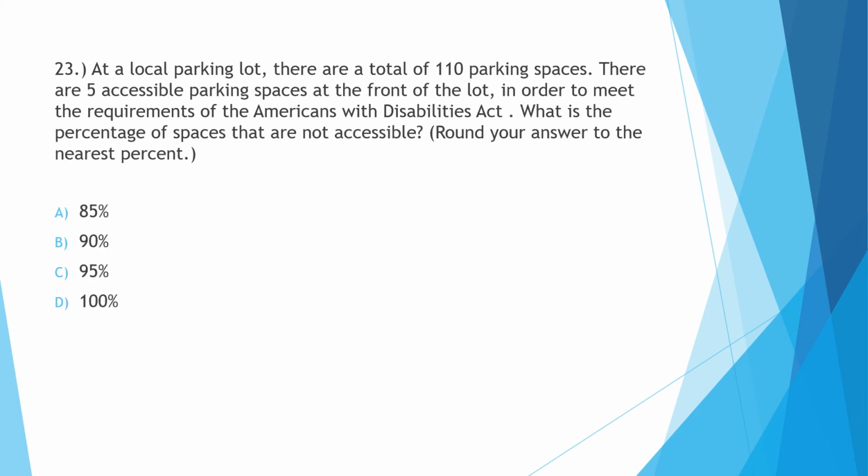At a local parking lot, there are a total of 110 parking spaces. There are 5 accessible parking spaces at the front of the lot in order to meet the requirements of the Americans with Disabilities Act. What is the percentage of spaces that are not accessible? Round your answer to the nearest percent.